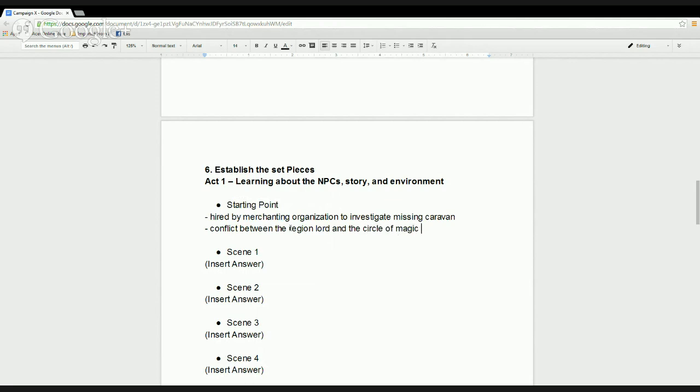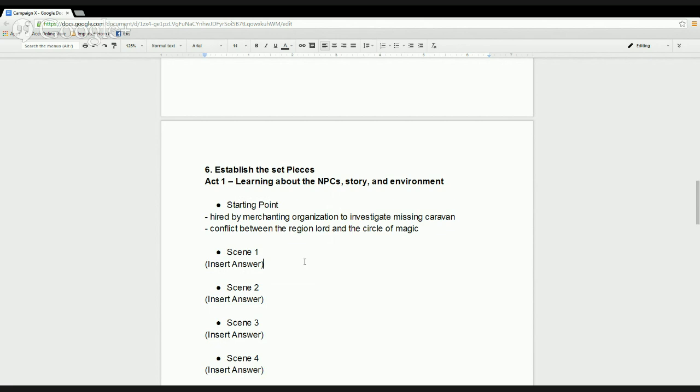Okay, and that's great, because then what the characters know is we're looking for a missing caravan. We know that it's probably one or the other that's involved, and it gives them reason to investigate both. So that is a good bit of information to give them right from the beginning.